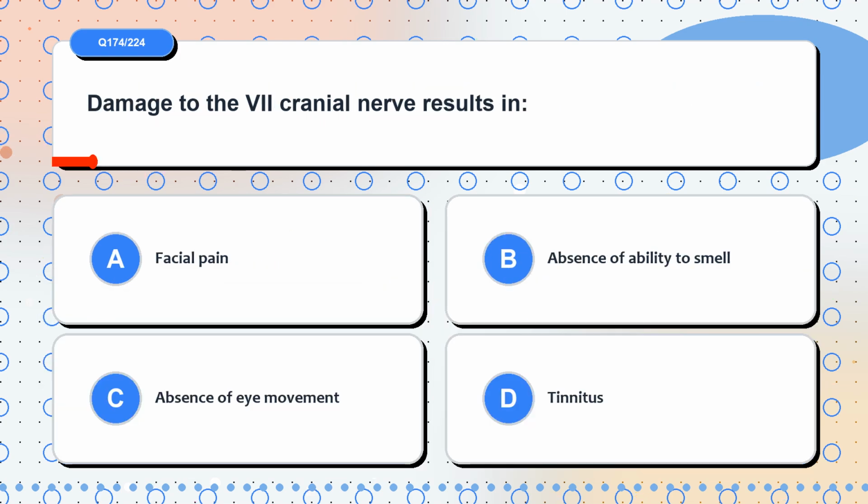Question 174. Damage to the Roman 7 cranial nerve results in. Here are the options. Option A. Facial pain. Option B. Absence of ability to smell. Option C. Absence of eye movement. Option D. Tinnitus.